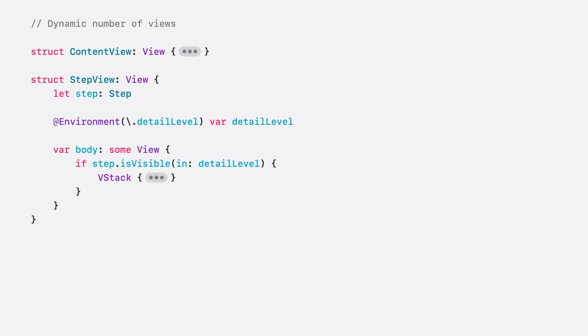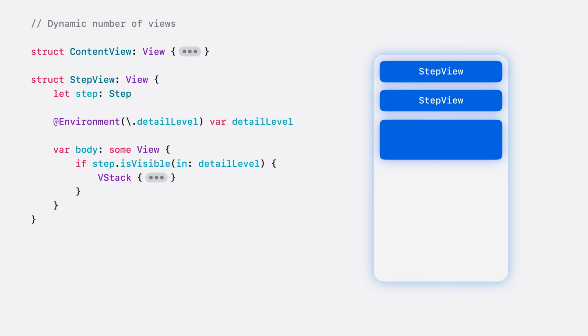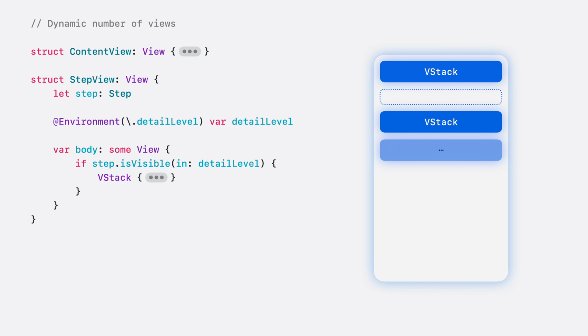Views can also resolve to a dynamic number of views, but that is something you have to watch out for. In this case, step view is using a detail level environment value to check whether it should be visible. The for each, again, resolves to a step view for each step, but each step view now resolves to either one subview or zero subviews.